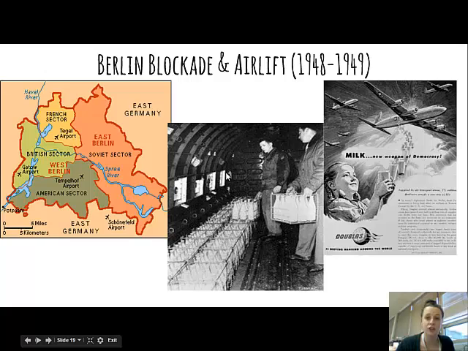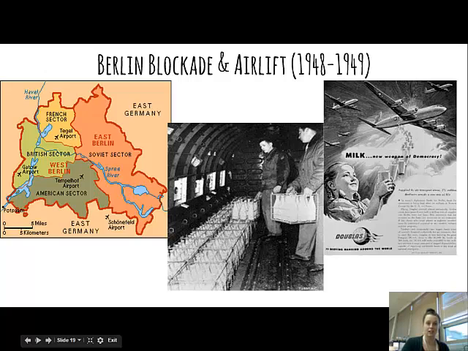So in reaction to the Marshall Plan, this is a direct reaction to the Marshall Plan, the Soviet Union, remember that Germany is split into 4 zones, right? One for each of the Allied powers, and so is Berlin. So you can see French, British, American, and East Berlin. So anyway, to get to Berlin, the Americans or French or British had to travel through the territory of Germany that the Soviet Union controlled.